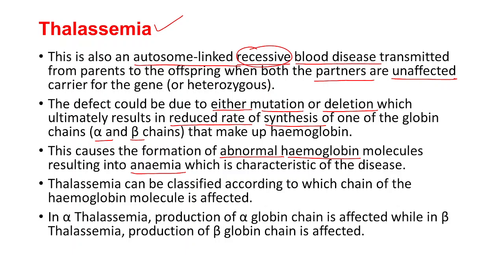And thalassemia can be classified according to which chain of the hemoglobin is affected. If it is affected in the alpha chain, then it is called alpha thalassemia. If it is affected in the beta chain, then it is called beta thalassemia. Okay. If the alpha chain is affected or showing the mutation, it is termed alpha thalassemia, and if the beta chain is mutated, then it is said to be beta thalassemia.